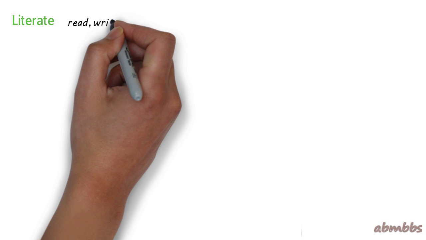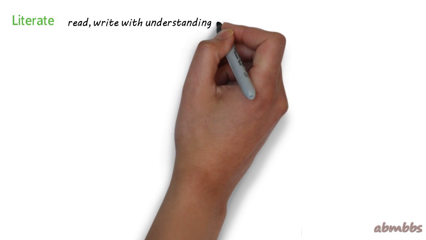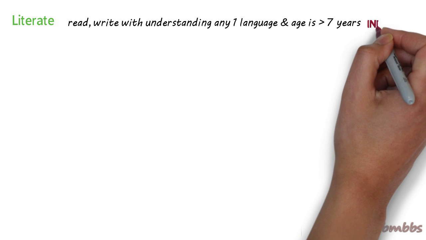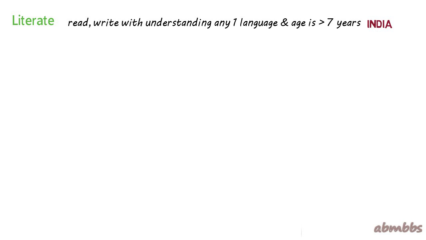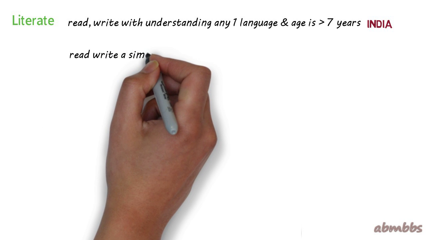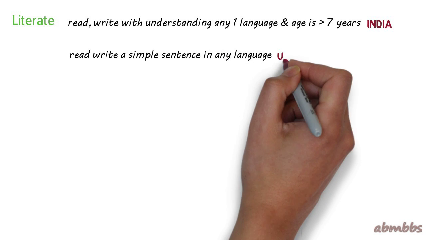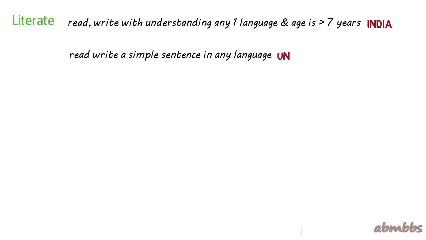Next, we all know the word literate, but how can you actually define it? Well, in India, we define it as a person who can read and write with understanding any one language and is above 7 years old. So technically, according to the Indian definition, a child below 7 years cannot be called illiterate. But the UN defines literacy as the ability to write and read a simple sentence in any language.